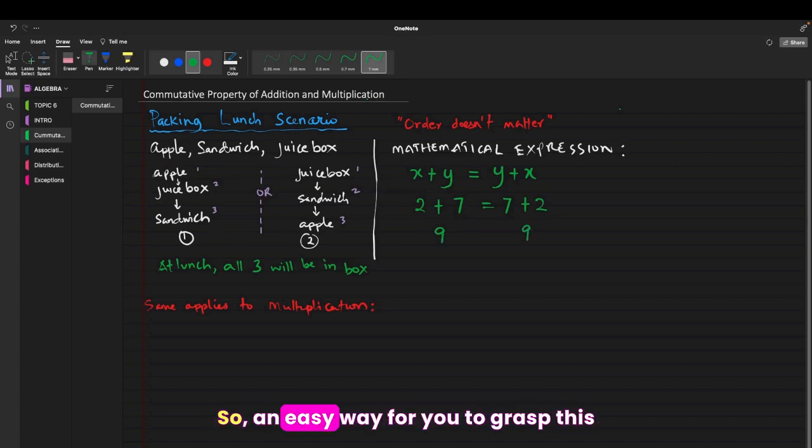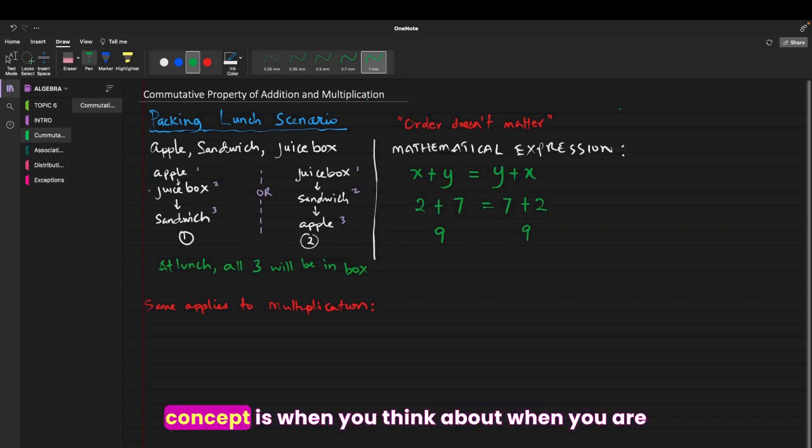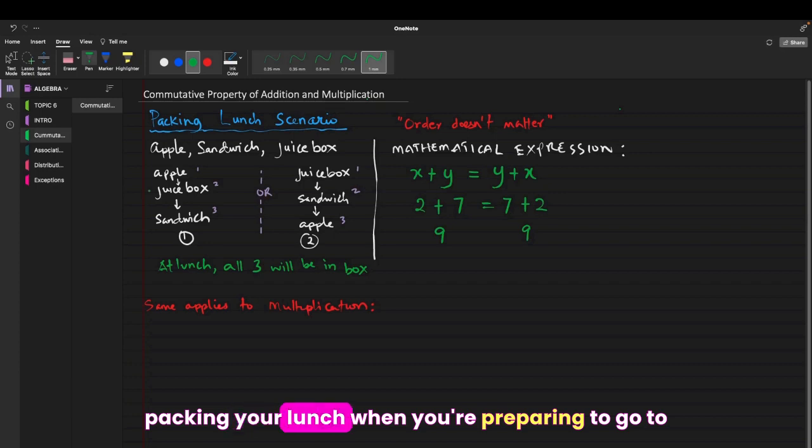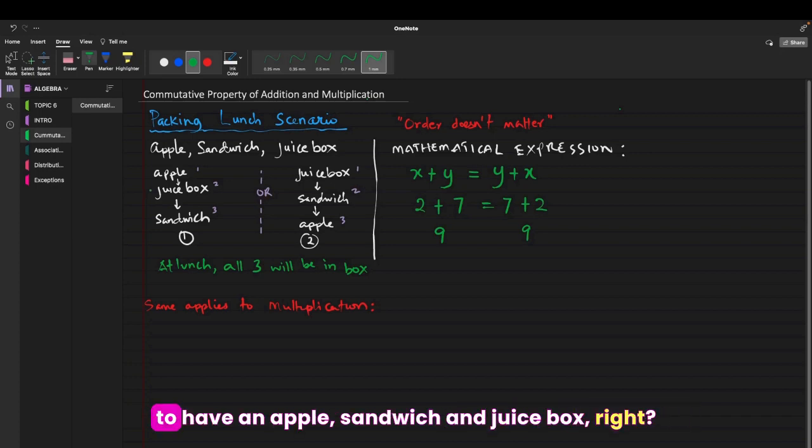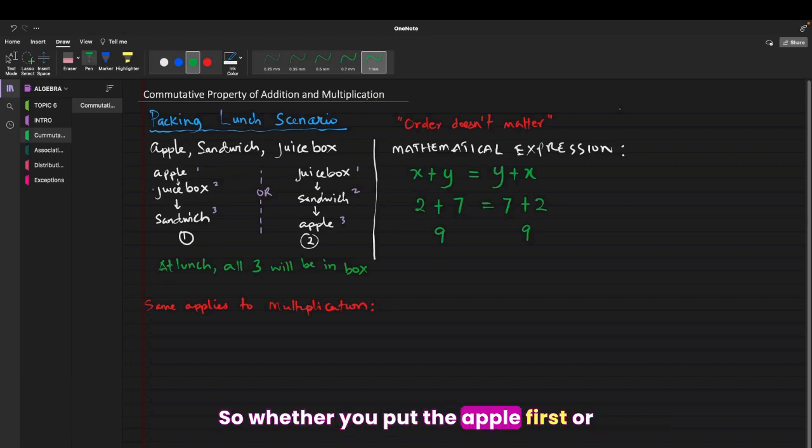So an easy way for you to grasp this concept is to think about when you are packing your lunch, when you're preparing to go to school. In your lunch box, you're expecting to have an apple, a sandwich, and a juice box, right? So whether you put the apple first or the juice box first, it doesn't really matter.